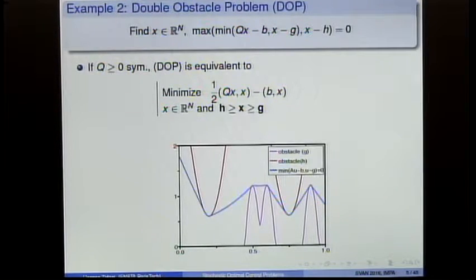Okay, so why then the max min? The max min comes when you have, for example, two obstacles. What you are looking for in this minimization problem is not only x greater than g, but x greater than g and less than another function h. So what you want to compute is this blue line, which is the max min problem. So the blue line is the max min, and you have to stay under this obstacle h, which is in red, and above the obstacle g.